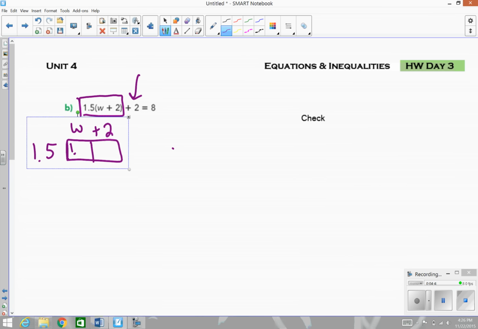1.5 times w is 1.5w, and 1.5 times 2 is going to be +3. Okay, so I'm going to replace this original box with a new box: 1.5w plus 3, bring down the +2 as well as the equals 8, and we're good to go.